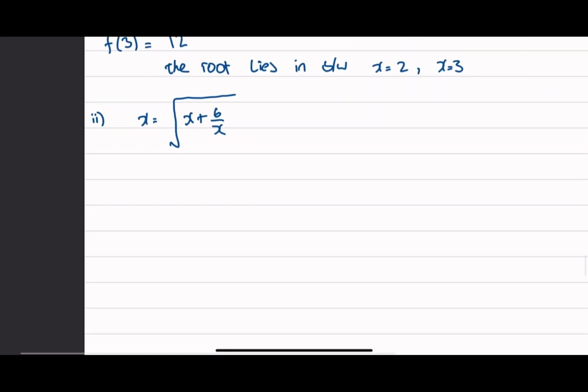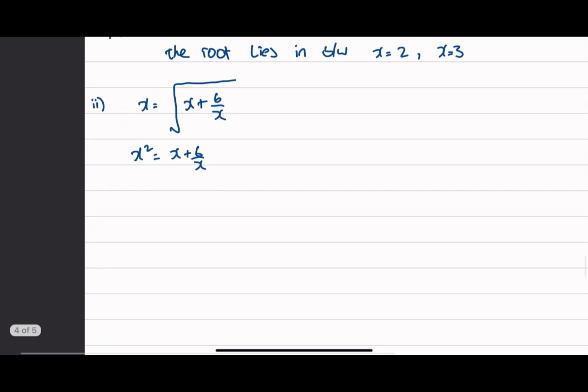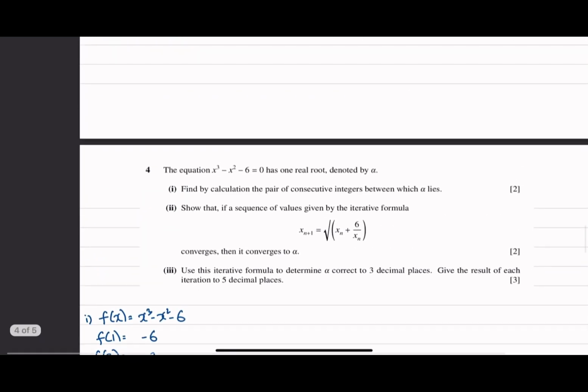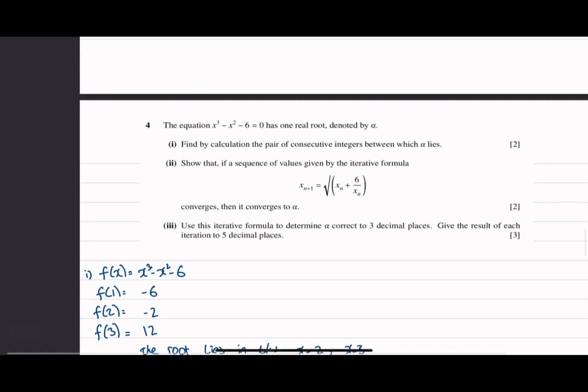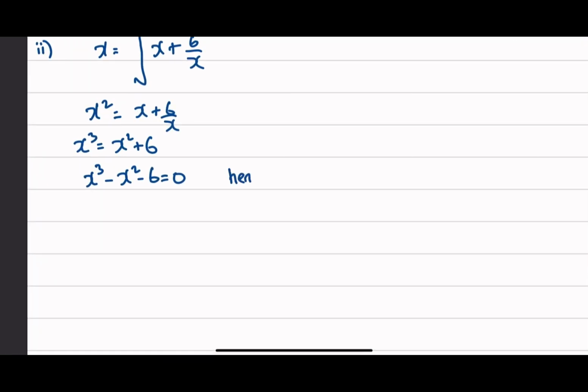We can square both sides so that we're left with x squared equals x plus 6 over x. We can multiply both sides by x to get rid of this denominator, so we're left with x cubed equals x squared plus 6, and bring it all to one side, so x cubed minus x squared minus 6 equals 0, which is the equation we originally had. So we can say hence shown.